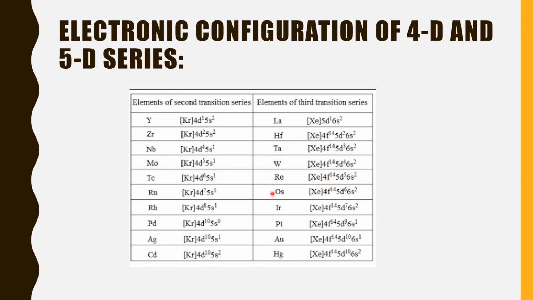And for osmium, it is xenon 4f14 5d6 6s2, and for iridium, it is xenon 4f14 5d7 6s2. And for platinum, it is xenon 4f14 5d9 6s1. And for gold, it is xenon 4f14 5d10 6s1. And for mercury, it is xenon 4f14 5d10 6s2. These are the electronic configurations of the 4d and 5d series.